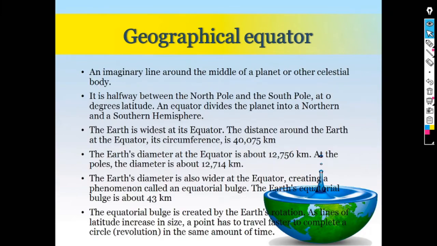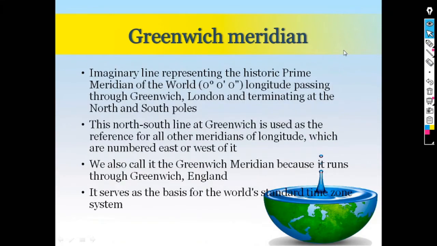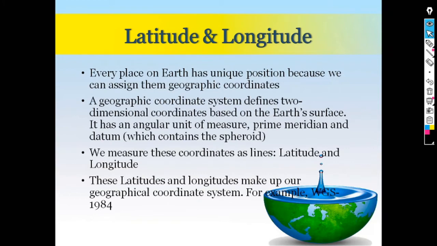So we're talking about this intersection, it is in the Atlantic Ocean. Now let's talk about latitude and longitude. Those are nothing but your imaginary lines which are projected on Earth. Every place on Earth has a unique position because we can assign them geographic coordinates.